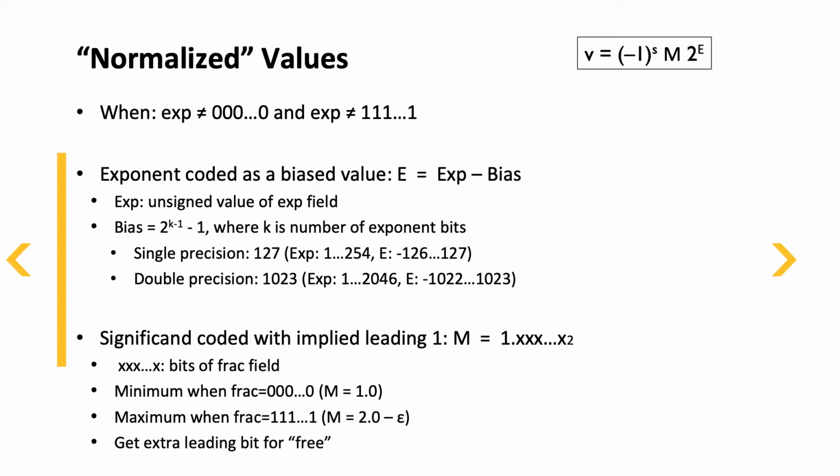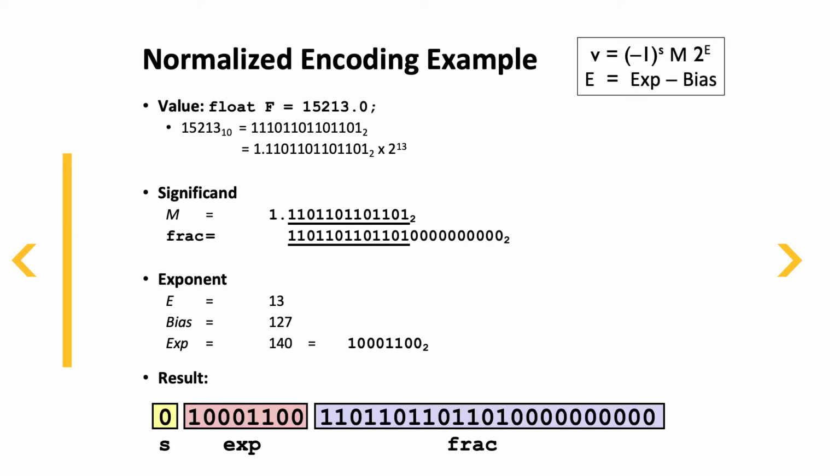So again, for normalized, it's really cool. We get the leading bit for free. We don't have to waste a bit within our word to get that 1 point part of the significand. We can just assume that it's there because that's how the standard works. So let's take a look at an example of how to encode a normalized number.